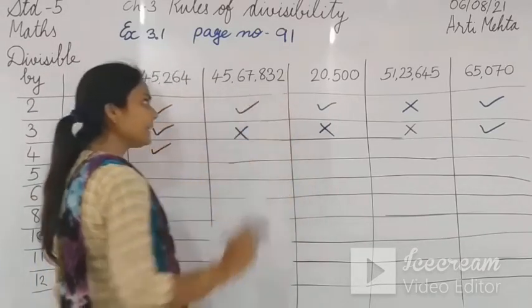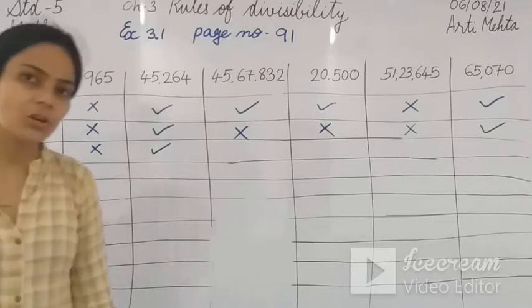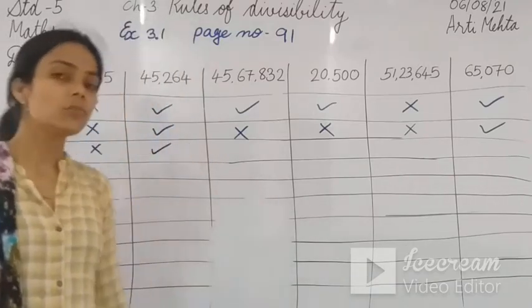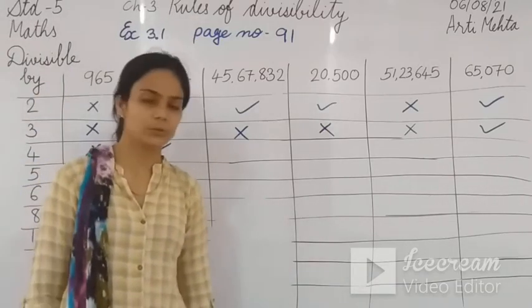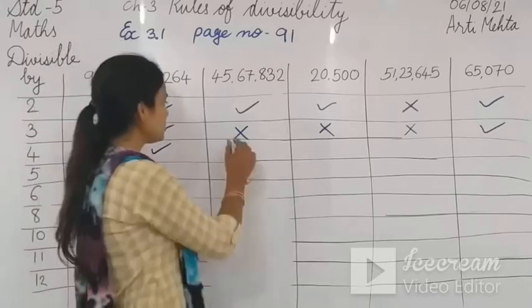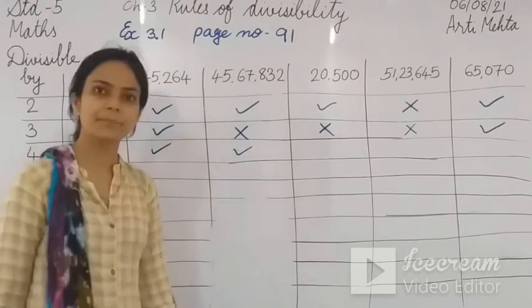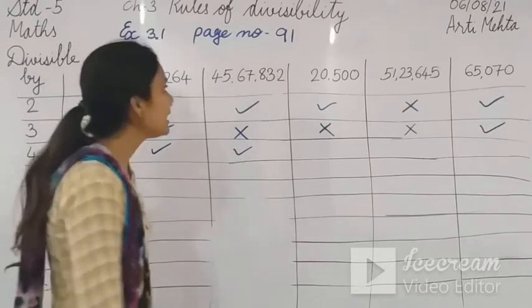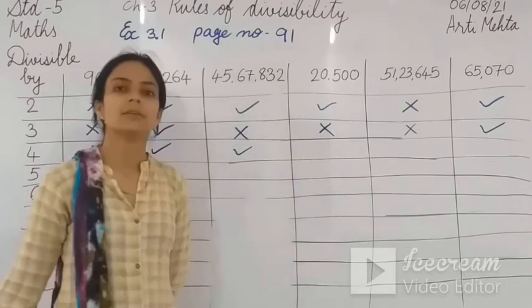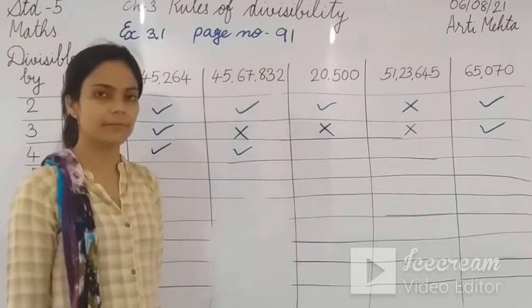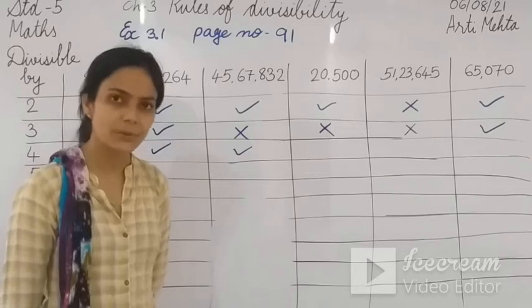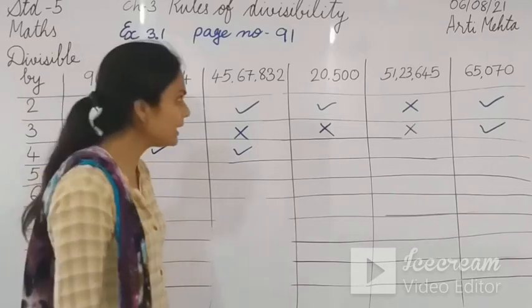Now here 45,67,832. Is 32 divisible by 4 or not? Yes. 4 8s are 32. Remainder will be 0. So this number is divisible by 4. Understood? अगर last 2 digits 4 के साथ divisible हैं, हम divide कर सकते हैं, remainder 0 आती है तो वो 4 की divisibility है.